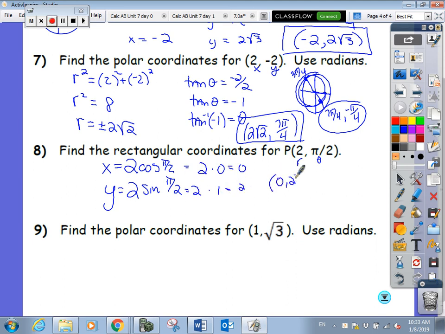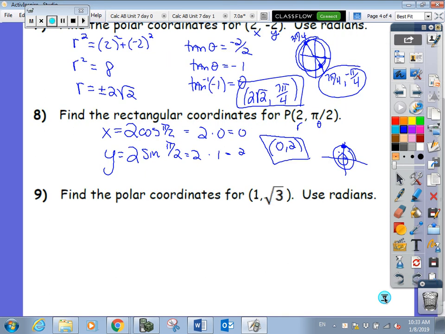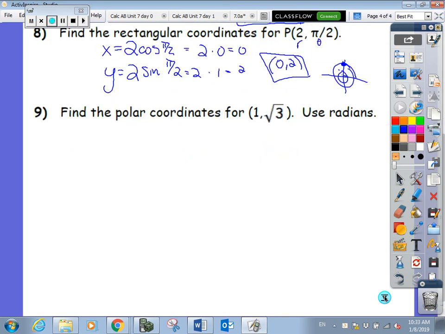So 0, 2. So again, think about it. 0, 2 is right here. 2, pi over 2 is right there. It's at the same place. The rectangular and polar will be at the same place. You don't have to graph them, but it's helpful if you want to.